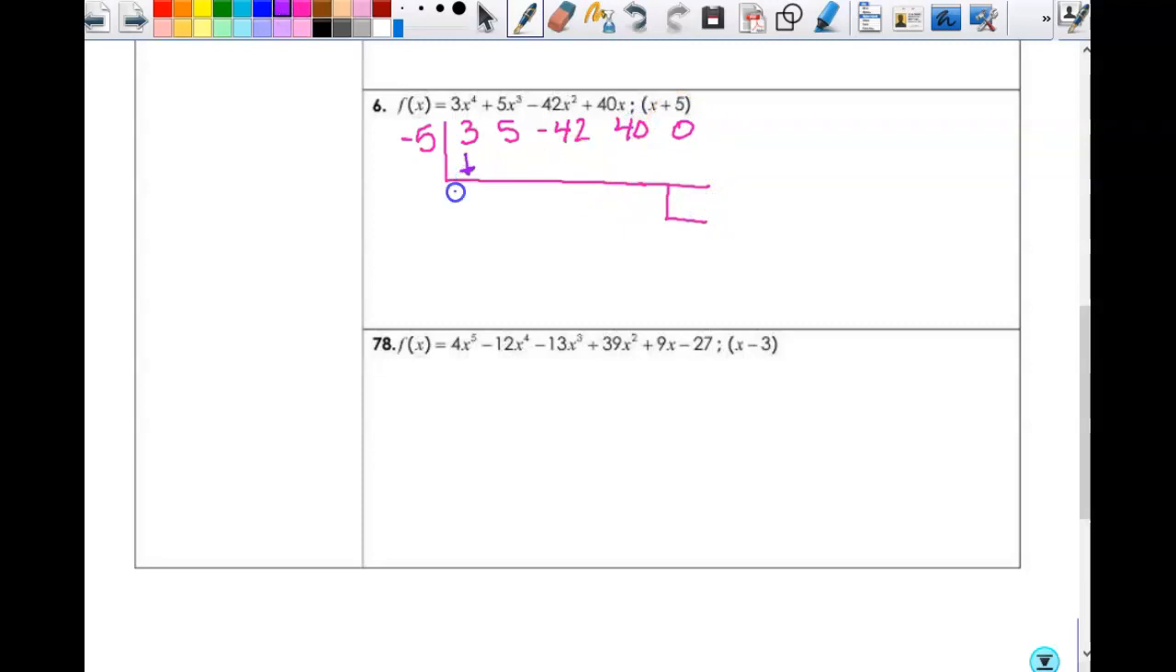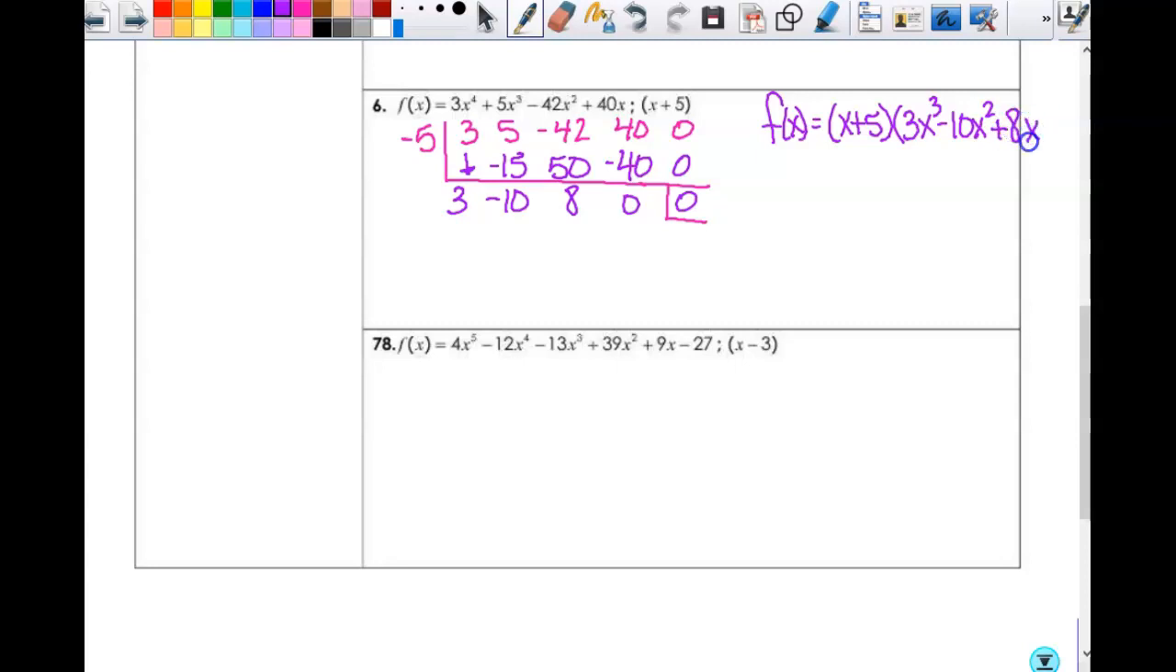So this comes down at 3, -15, -10, 50, 8, -40, 0, 0, 0. So what that tells me is that x plus 5 is a factor. So that means I have it semi-factored already. This is equal to x plus 5 times, this is 4 terms, which means it's cubic: 3x cubed minus 10x squared plus 8x.